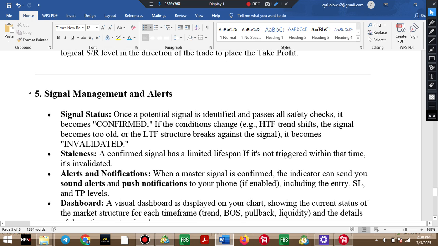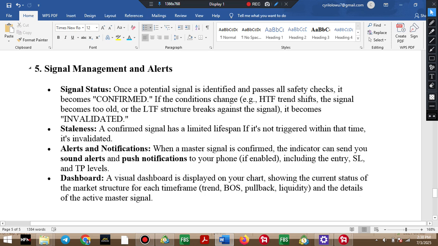Then 5, signal management and alert. Signal management. Then signal status. Once a potential signal is identified and passes all safety checks, it becomes confirmed. If the conditions change, e.g. HTF trend shifts, the signal becomes too old, or the lower time frame structure breaks against the signal, it becomes invalidated. So before the alert pops up, all this will also be checked.